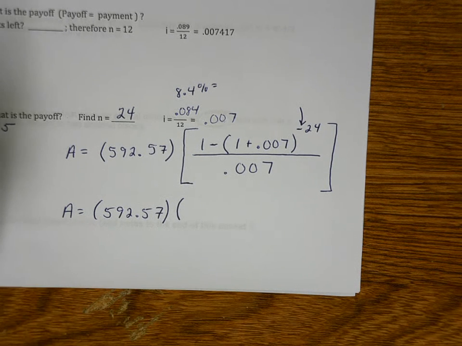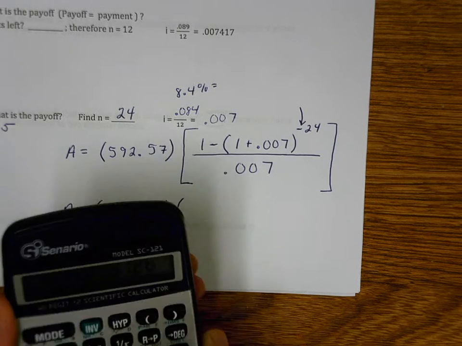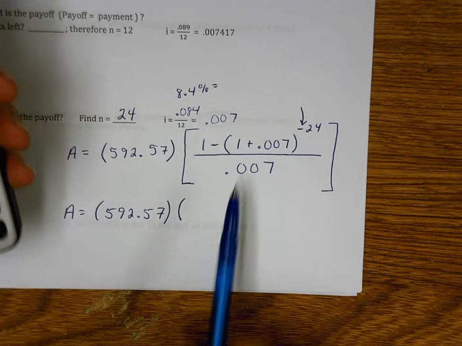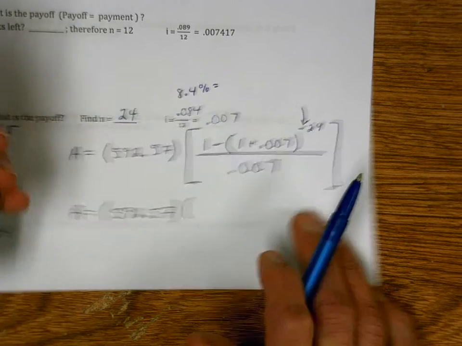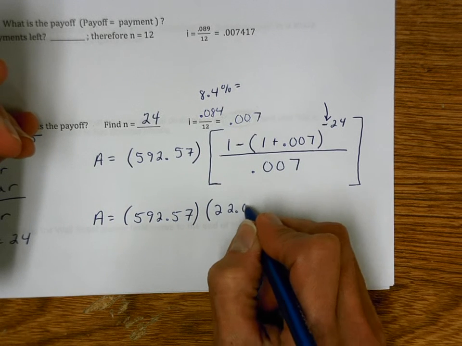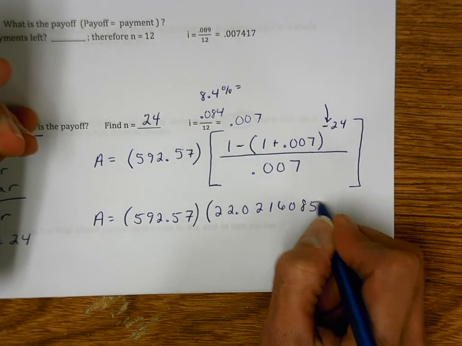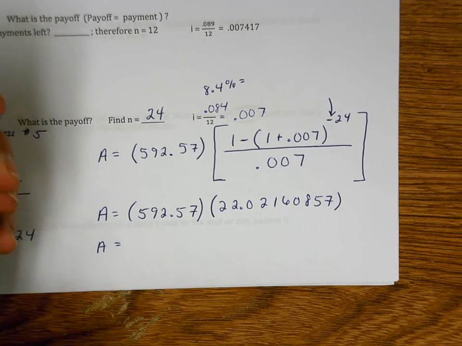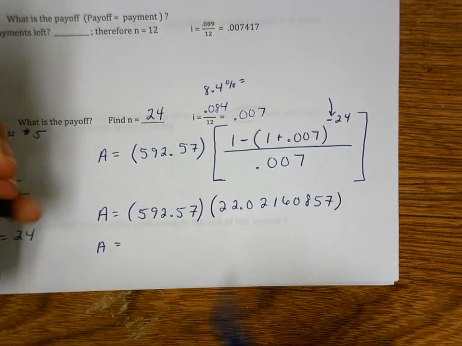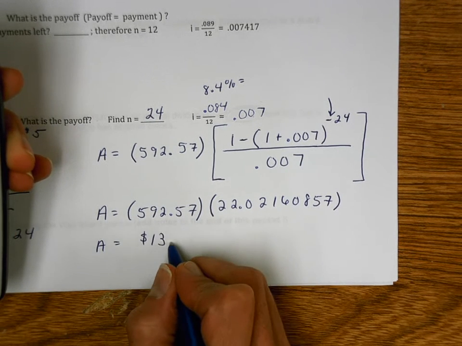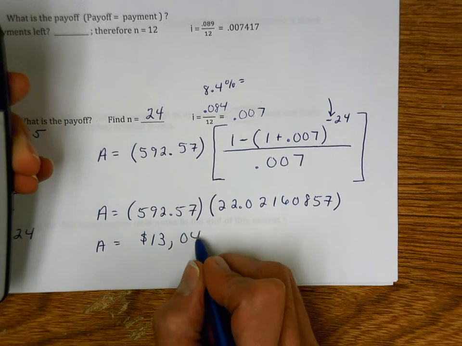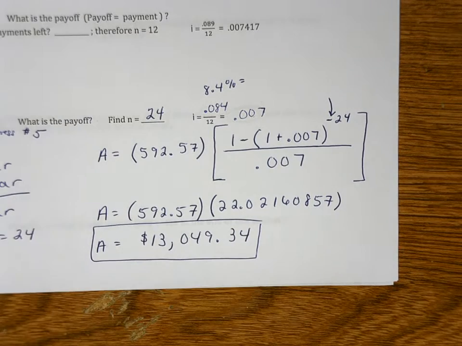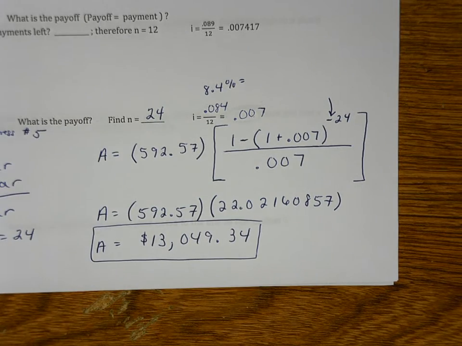Okay, now I got 0.15415126. Now I'm going to keep that on my calculator. Now let's hit our divide sign because we're dividing by 0.007. Okay, and I'll just write this down. There we go. Now don't clear your calculator. Now we have to multiply this by our 592. And here we go. If we're going to pay off this loan, it would be a $13,049.34 amount. Okay, here we go. Okay, let's look at the next page.